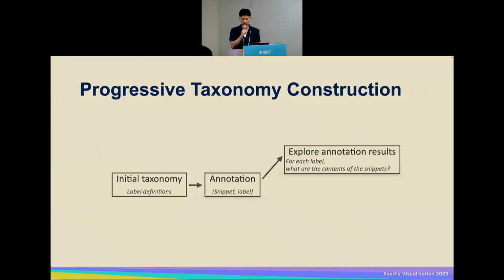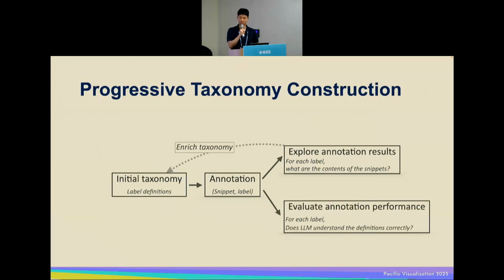So imagine you have a taxonomy, it defines some labels, and you use this taxonomy to annotate your data. In return, you get some snippets extracted from the data and the labels associated with each of the snippets. So what we do next is explore the annotation results, in which you answer, for each of the labels, what are the contents of the snippets. After this exploration, you go back to enrich your taxonomy and you repeat this process.